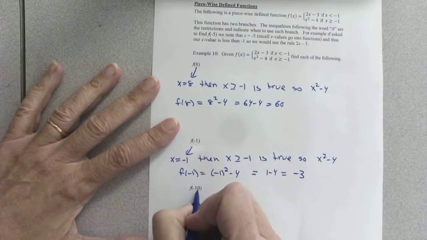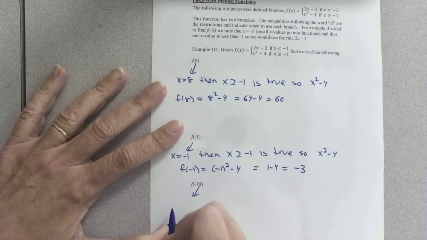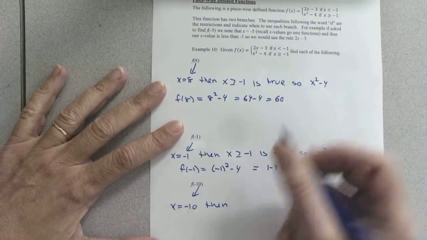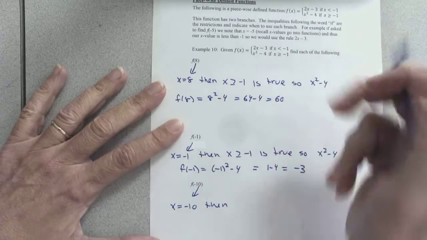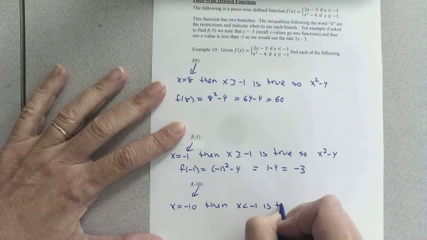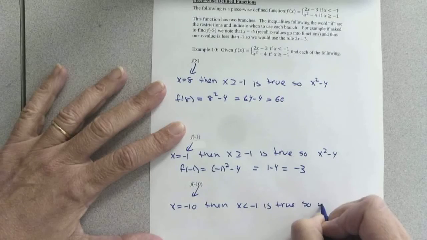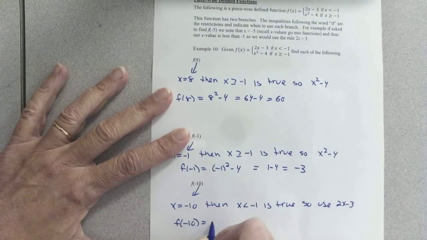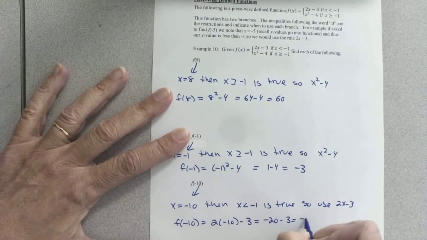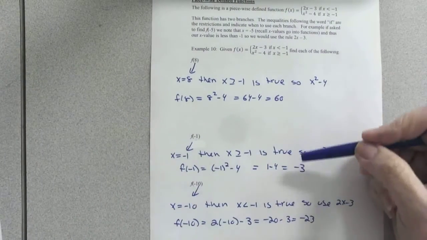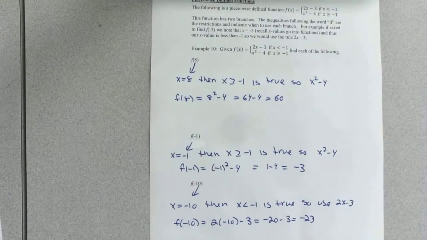And one more time. There's my x value. X equals -10. Then I go and look at my restrictions. And if x is -10, then x less than -1 is true. And so I use 2x minus 3. And so f of -10 is 2 times -10 minus 3, or -23. And then stop. We don't do anything else. You don't compare these y values to that x value up there.